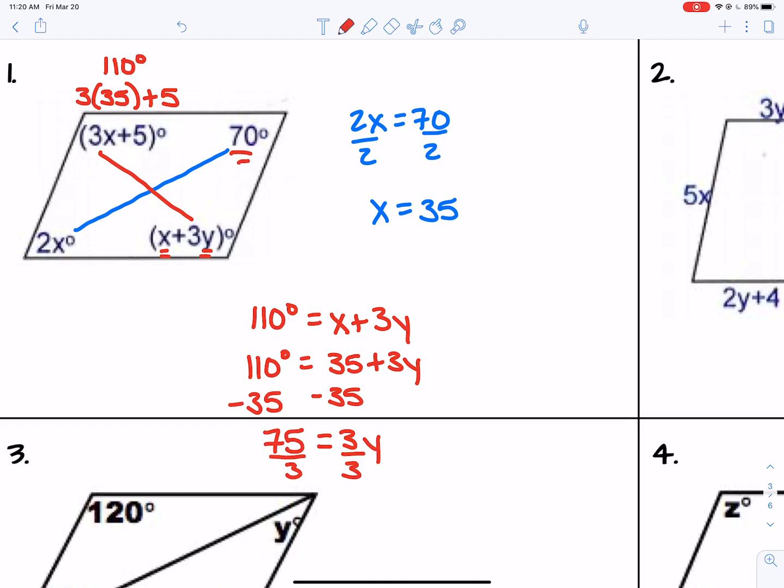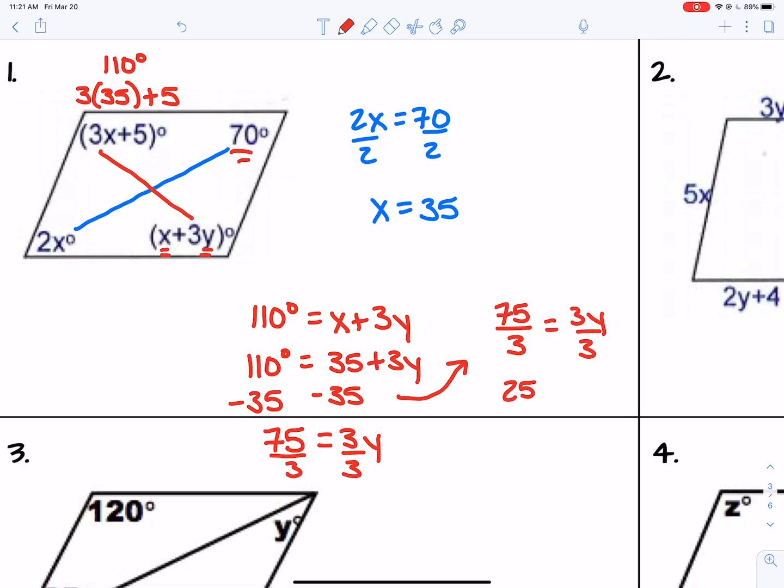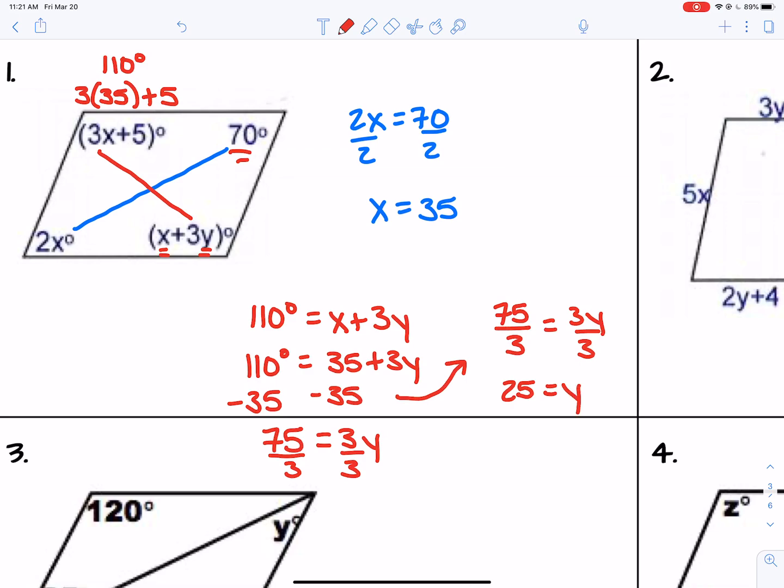I'm going to bring it over here so I don't take up room in another example. So 75 divided by 3, 3y divided by 3 gives me 25. So y equals 25. I was just moving that out of the way of that example. And we found x equals 35.